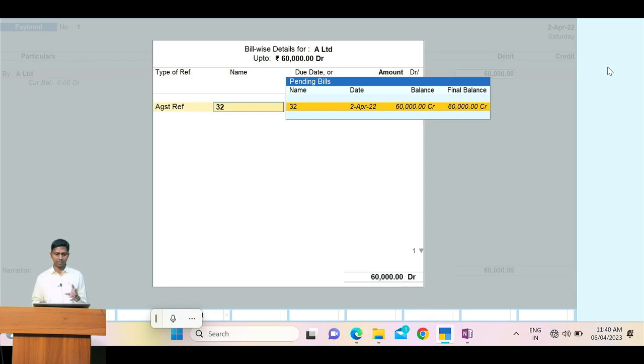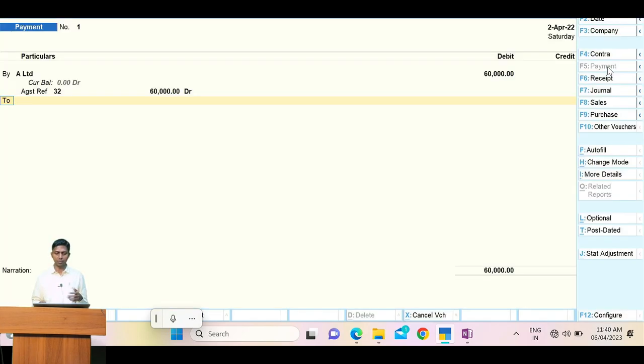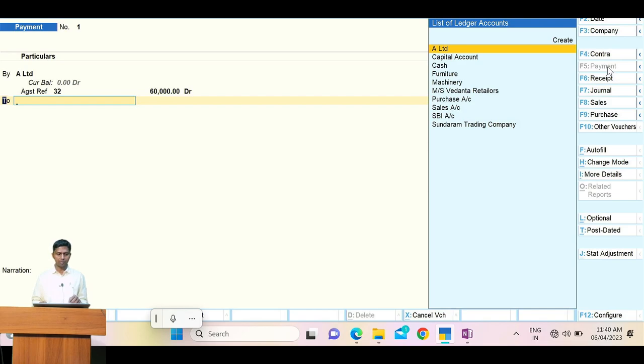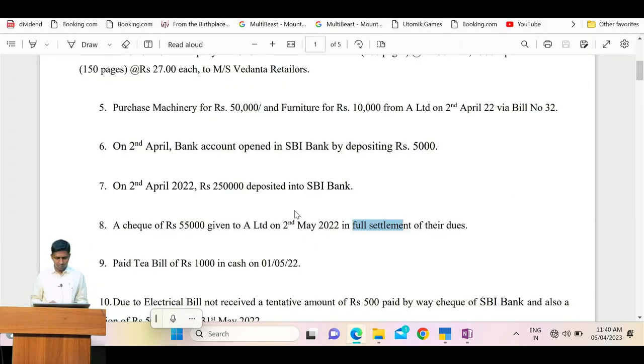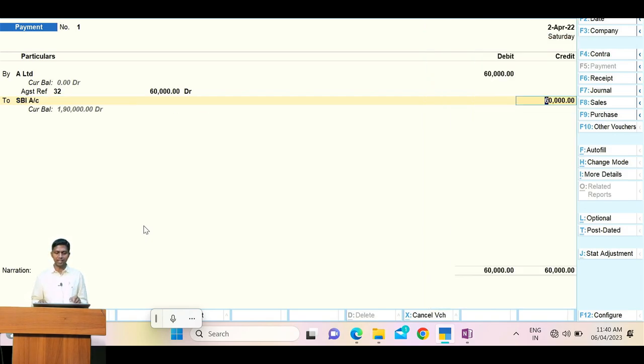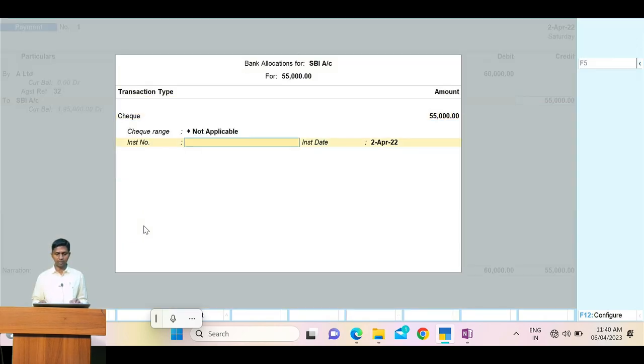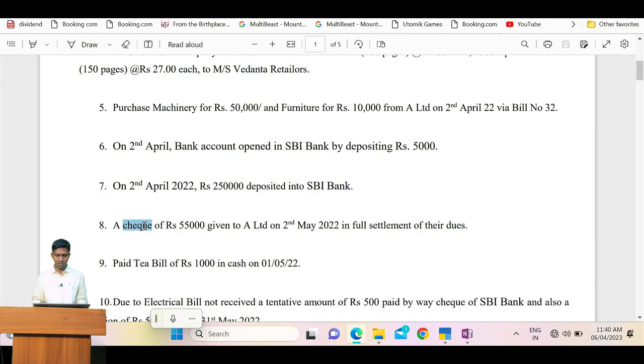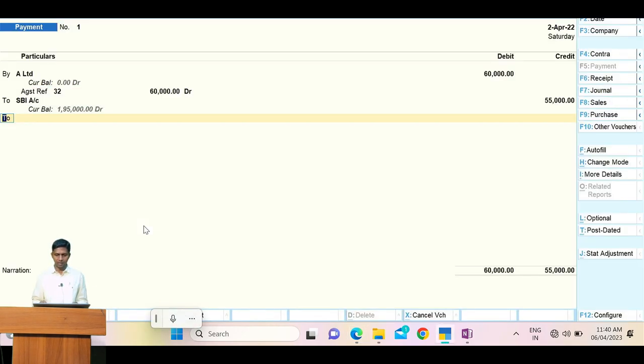If you select adjust, you will get the previous bill. You will understand the amount of previous bill against what you are paying. You are settling the bill of 60. Therefore, we have said there 60. But in cash, how much you are giving? No. By giving check, we are settling this. Therefore, select. Yours is SBI. That means you must be giving SBI's check. Select here SBI, and then how much rupee check? 55,000 rupee check you are giving. And then if you know the instrument number, you can enter, otherwise just enter. And then date.